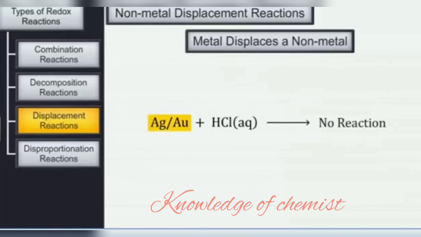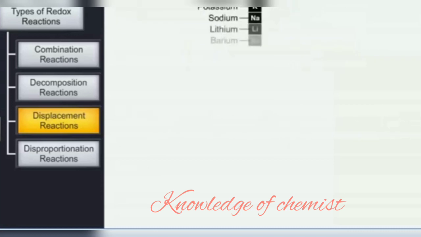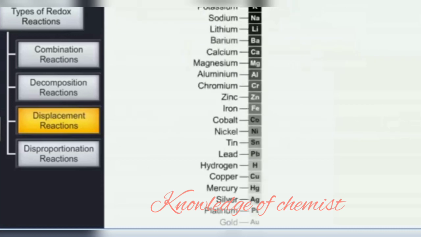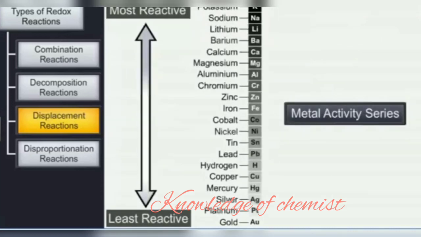Very less reactive metals like silver and gold do not react with hydrochloric acid, hence cannot displace hydrogen. We learned about the activity series of metals, so that zinc releases electrons to copper and copper releases electrons to silver. Similarly, halogens also have an activity series.